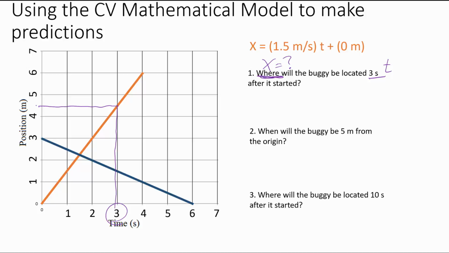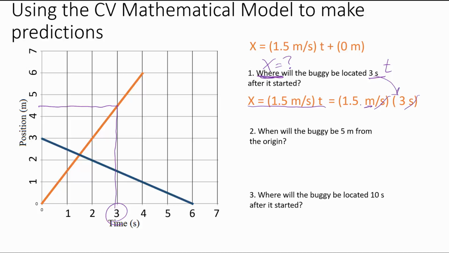Some graphs will not be easy to estimate, so sometimes we want to use our mathematical model to do those calculations. So let's go ahead and do that. Okay, so I just take my equation from up above. And notice here I already dropped the 0 because that doesn't really matter. And I plug in 3 seconds for time. Notice also I'm including my units because here I have meters over seconds times seconds. So that tells me seconds will cancel out. I'm going to be left with meters.